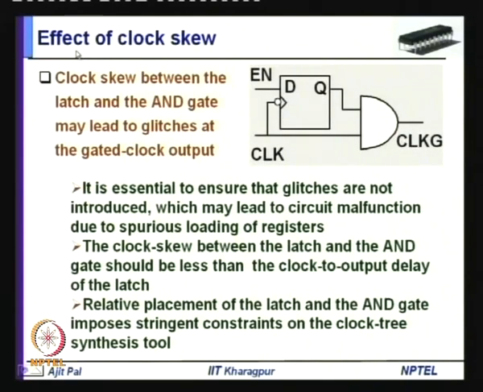Then another important issue is the effect of clock skew, that means different parts of the circuit will receive the clock at different instants of time. So, clock skew between the latch and the AND gate may lead to glitches at the gated clock output, which I have already explained in detail, and it is essential to ensure that glitches are not introduced, which may lead to circuit malfunction due to spurious loading of the registers, which I have already explained when I explained the clock gating circuit by using only the AND gate.